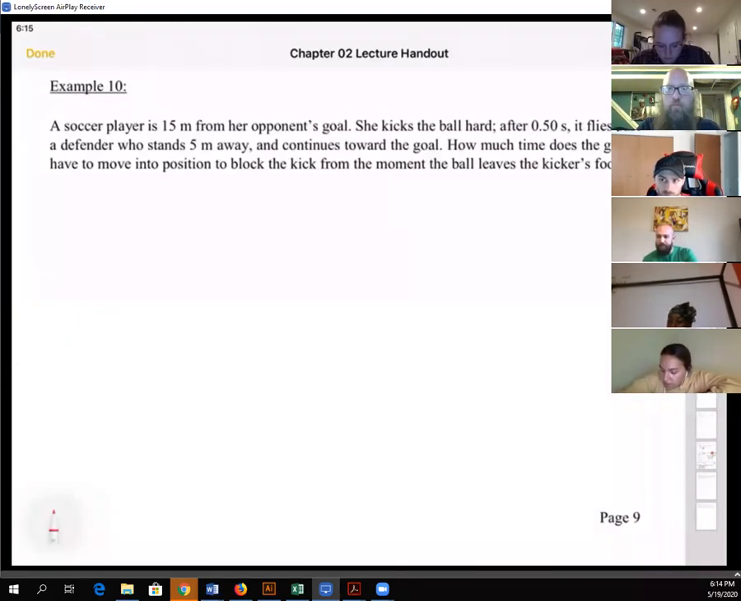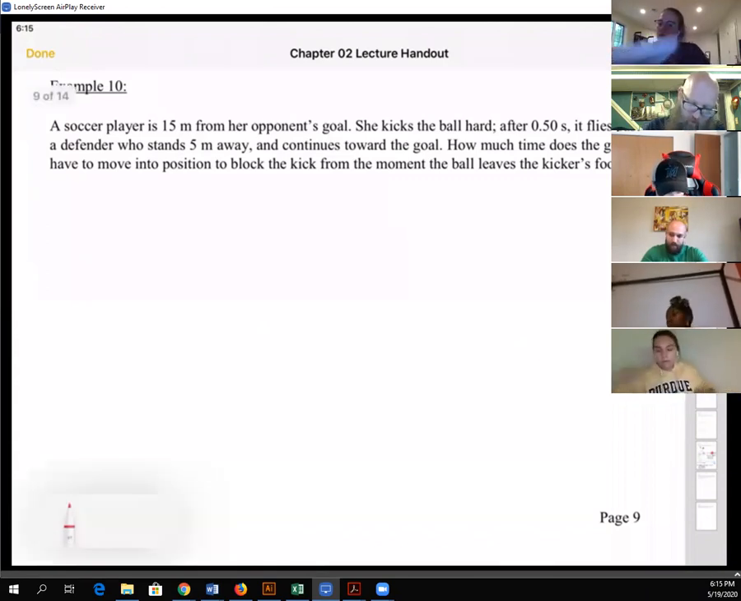Example 10 is a pretty simple problem, but what I want to introduce with this problem is a problem-solving scheme, okay? Example number 10 says, a soccer player is 15 meters from her opponent's goal. She kicks the ball. After half a second, it flies past the defender who stands 5 meters away and continues toward the goal. How much time does the goalie have to move into position from the moment the ball left the kicker's foot?